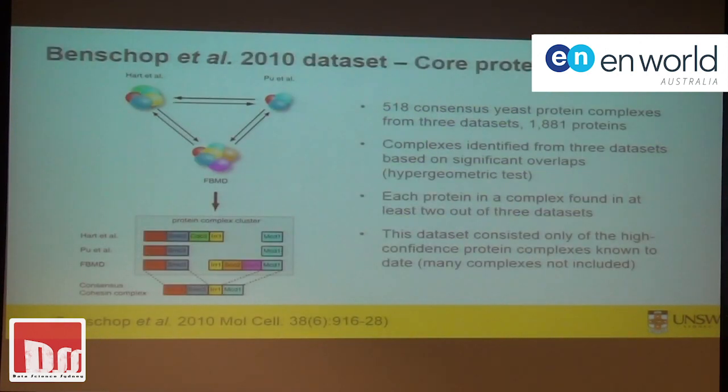For our reference protein complexes dataset, we use the benchmark dataset. I won't go into detail here, but we have 518 complexes and about 1,900 proteins. They have found the consensus between 3 datasets, so it's high quality. And this dataset only consists of the high-confidence protein complexes known to date, and many complexes are not included.